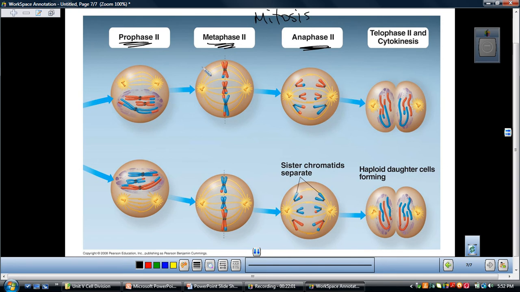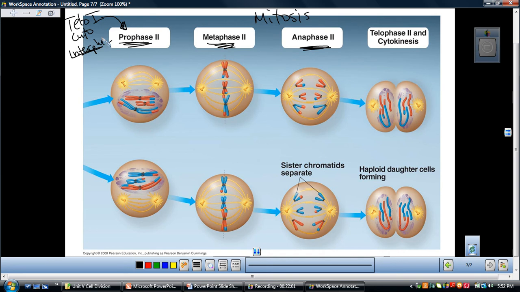Okay, but the difference is, I want you guys to notice, we jumped right from telophase and cytokinesis 1 into prophase 2. What did we skip? Hopefully you all just said we skipped an interphase, and you are exactly right. Now, there is a brief resting period. It's kind of like a G2 almost. It's a little brief resting period, but there is no S between meiosis 1 and meiosis 2.